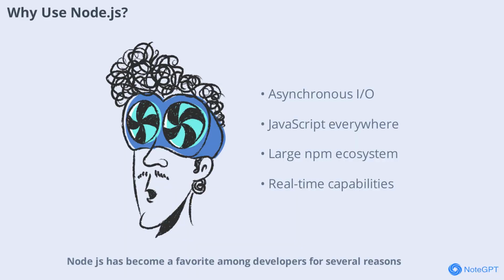Node.js has become a favorite among developers for several reasons. Its asynchronous, non-blocking I/O model allows for handling multiple requests efficiently, making it ideal for real-time applications. Node.js uses JavaScript, so you can use the same language on both the client and server sides, streamlining development. Its vast ecosystem, powered by NPM, provides countless modules and libraries to speed up your workflow. Whether you're building chat apps, APIs, or microservices, Node.js offers flexibility and performance.